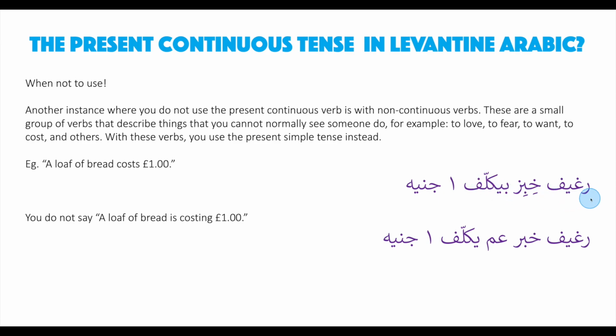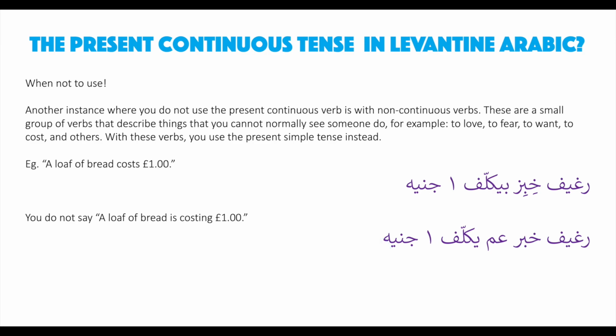We've got the example here. رغيف خبز بكلف جنيه. واحد جنيه. رغيف خبز, a loaf of bread, بكلف, costs, واحد جنيه, £1. And what you shouldn't say, رغيف خبز عم يكلف واحد جنيه. This is incorrect and you should not use it.